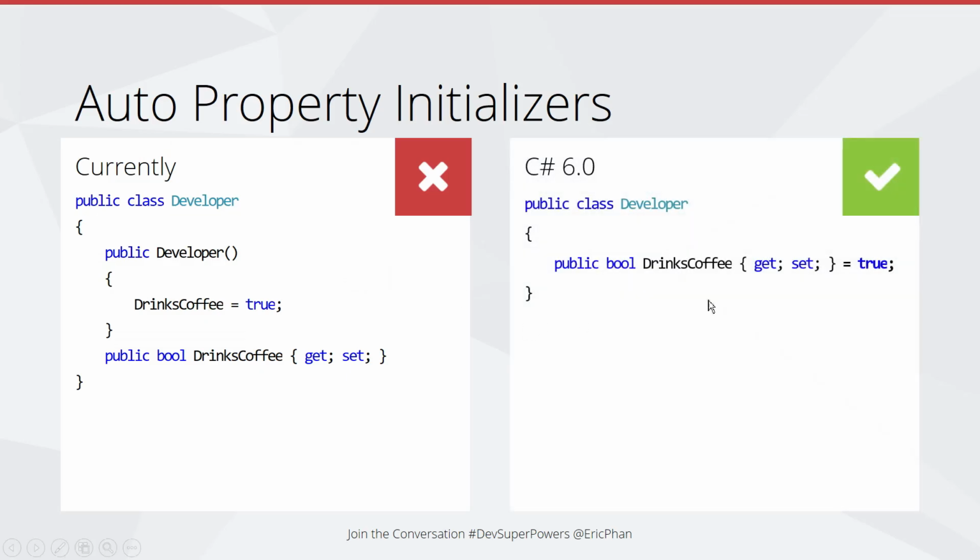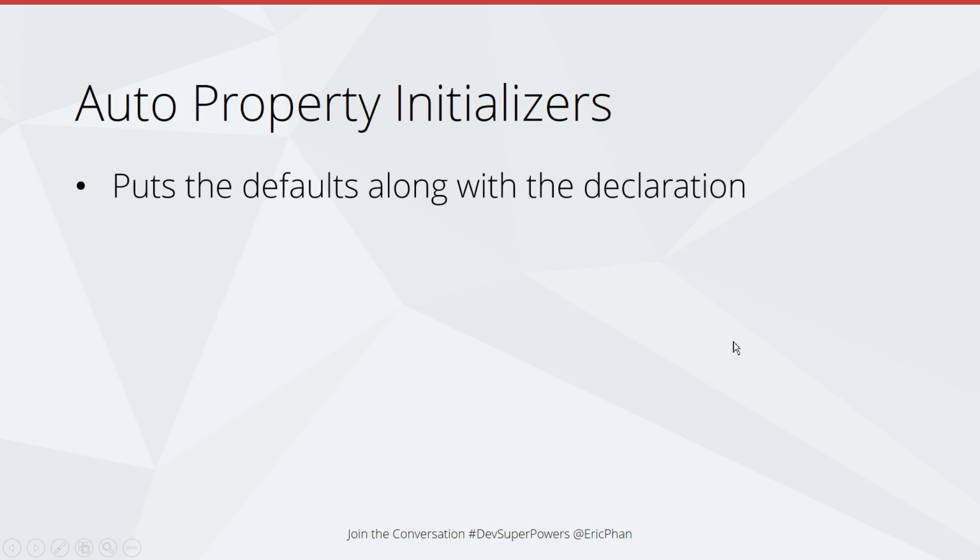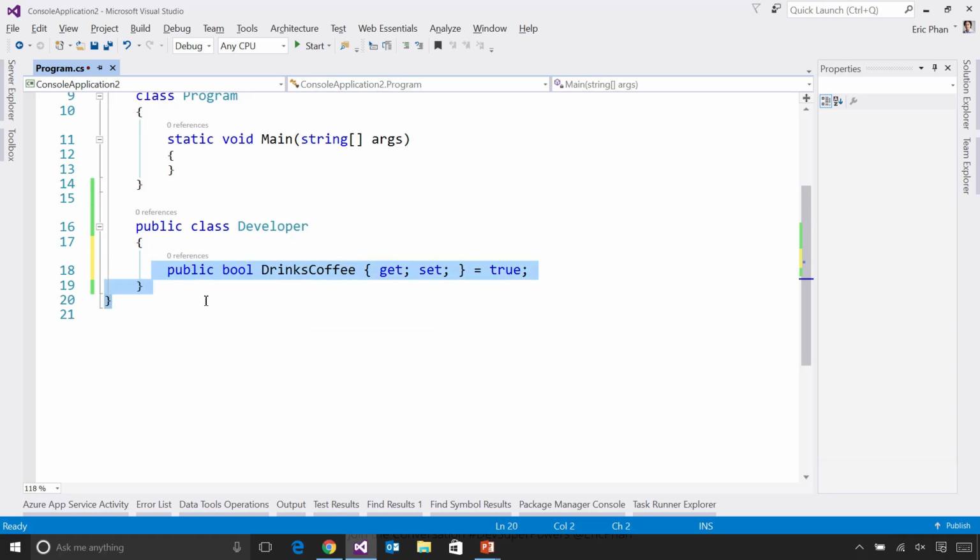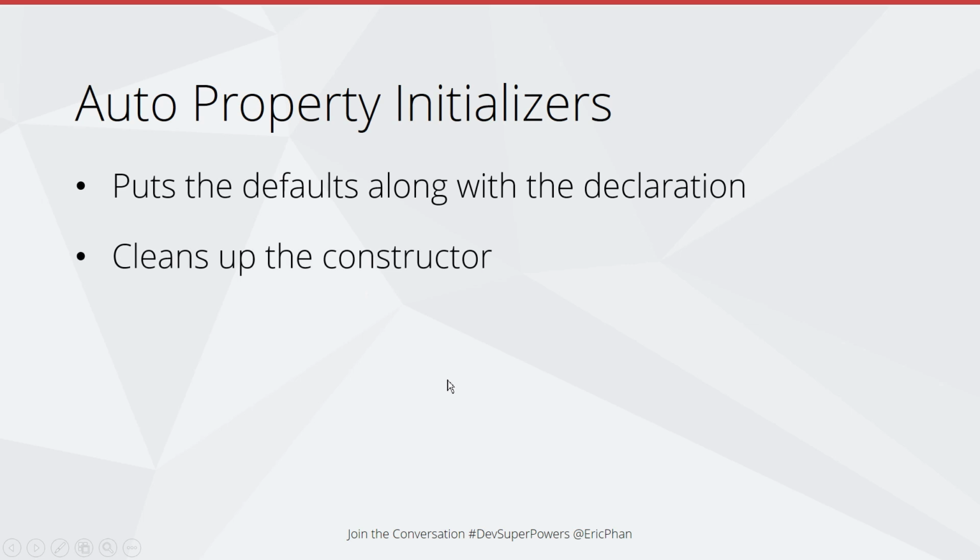All we do is set whatever value we want at the end of our property. It puts the defaults along with the declaration, so if you've got a really big class, you're not searching for where the property is and then going back to the constructor to see what the initial value is. It's right there along with the declaration. It cleans up the constructor for more useful things, like any sort of initialization logic that you might have.